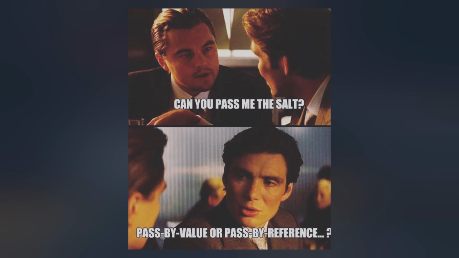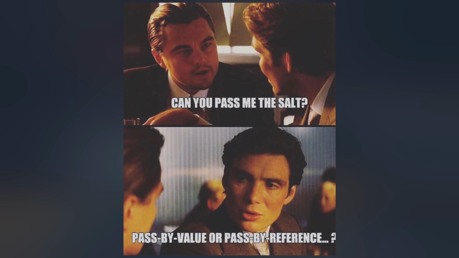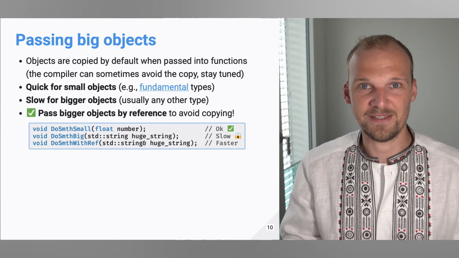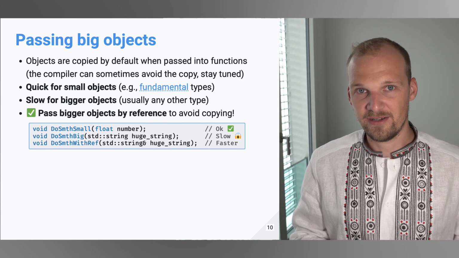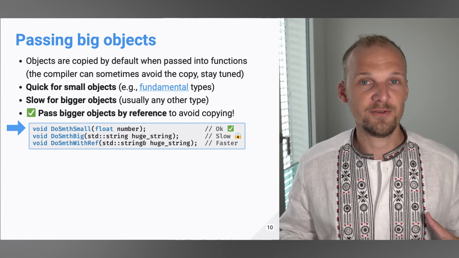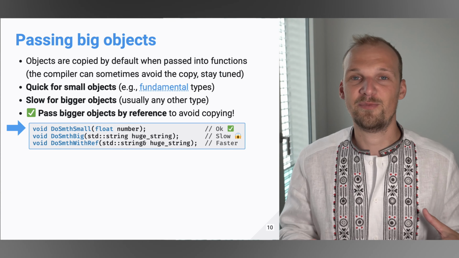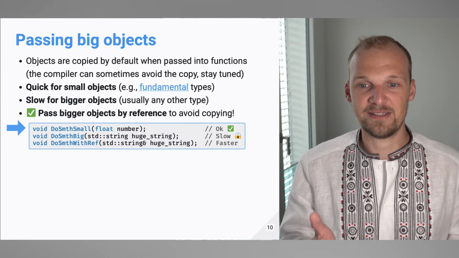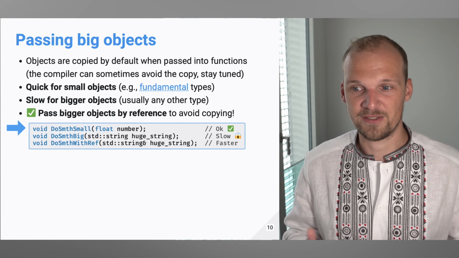We already discussed references before, and I hinted at this use for references, but now we actually get to see this. So here are 3 small examples. If you do something small, then you can just pass it without providing anything additional, and then this number, the float number, will just be copied.